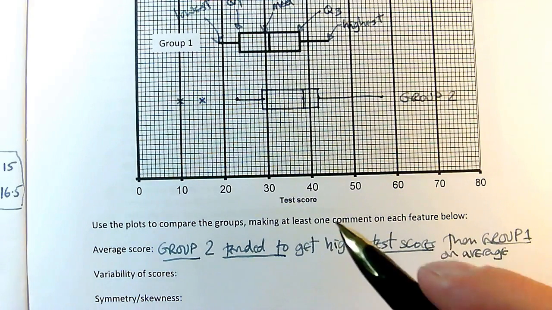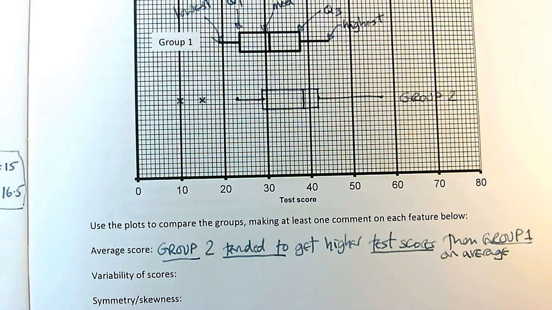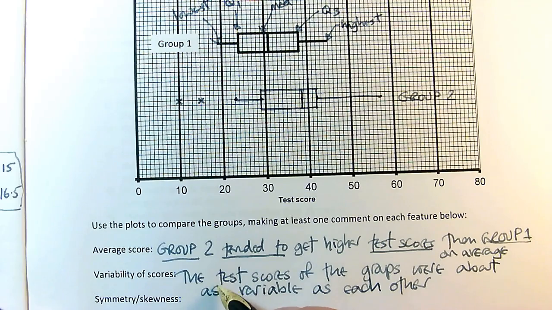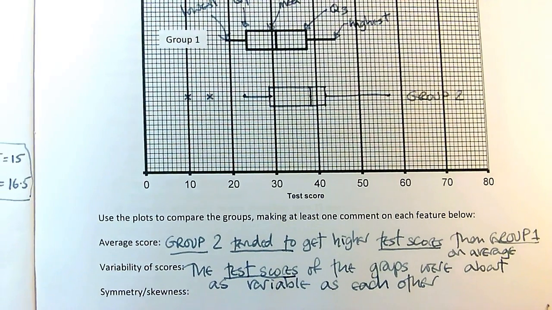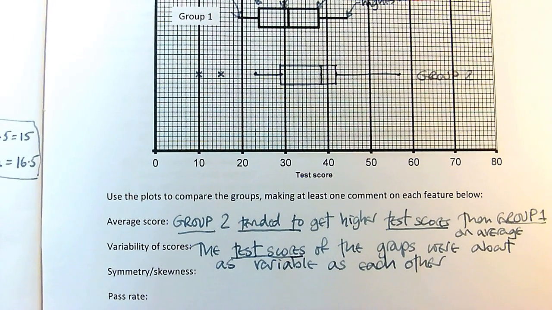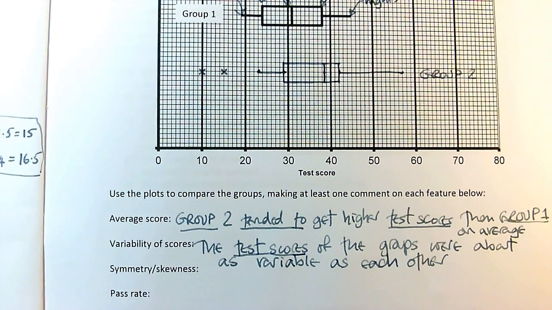Now, I could actually do some subtractions, but by visual impression, I cannot see that there's a difference in the lengths of those boxes. So I'm talking about test scores because I want to be in context. And I said the test scores of the groups were about as variable as each other. Or I could say the variability was about the same for the two groups.